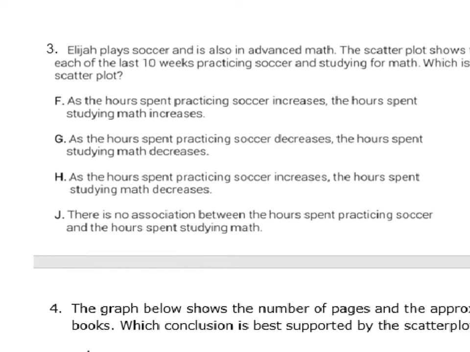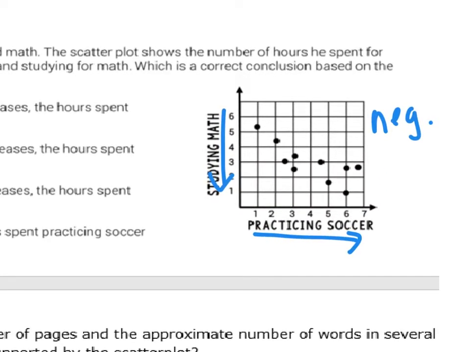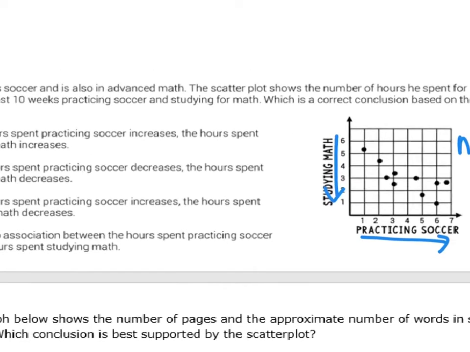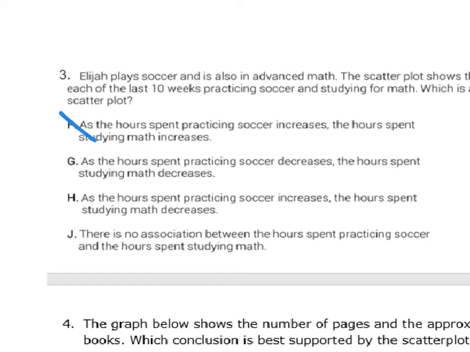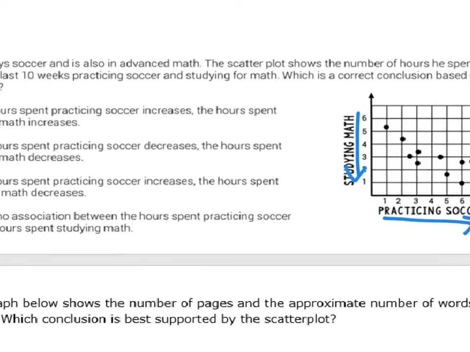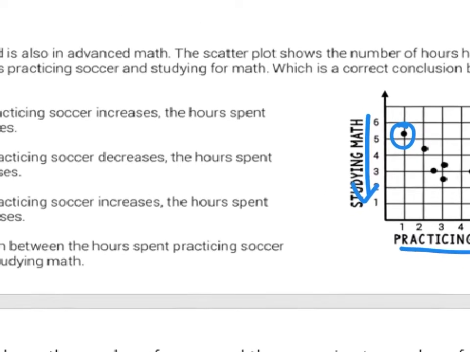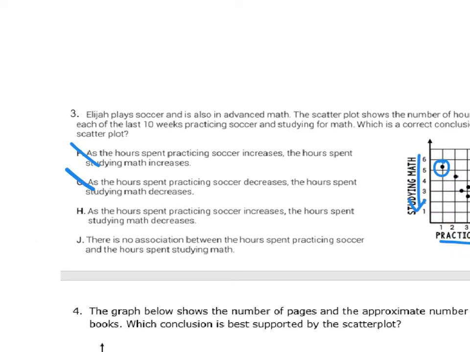So let's see if there's an answer choice that matches that. As the hours spent practicing soccer increases, the hours spent studying math increases. No. The more time he spends practicing soccer, the less hours he spends on math looking at the graph. So that's not right. As the hours spent practicing soccer decreases, the hours spent studying math decreases. Well, if we were going in this direction, for example, 6 hours of soccer, he studies math 1. For 1 hour of playing soccer, he studies math for more than 5. So that's not true. They're not both decreasing.